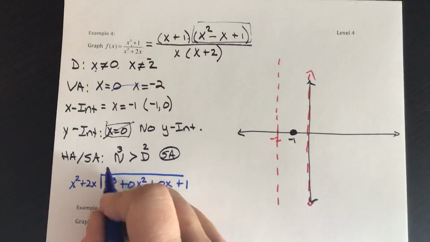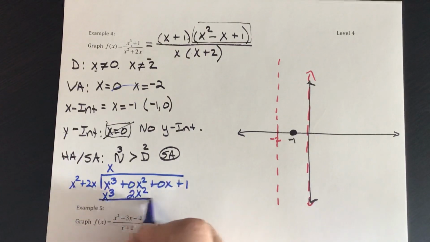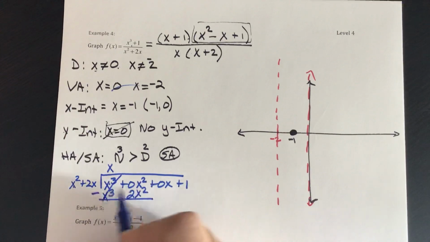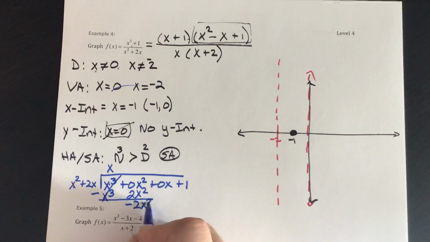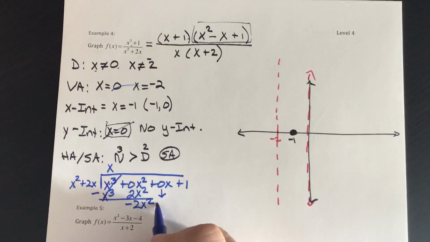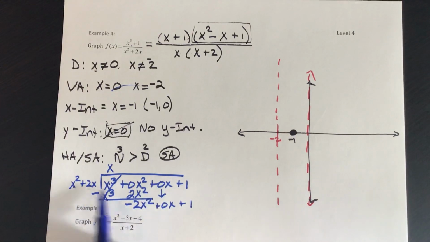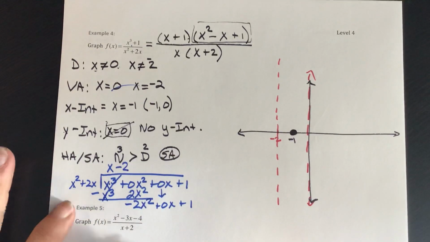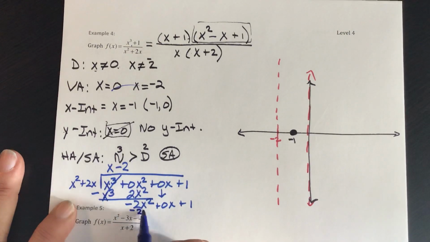X squared times x would give me x to the third, and x times 2x is 2x squared. And I'll subtract, and 0 minus 2 is -2x squared. And I'll bring down my 0x and bring down my 1. So see the importance here of being able to do long division. So -2 times 2x is -2x squared.